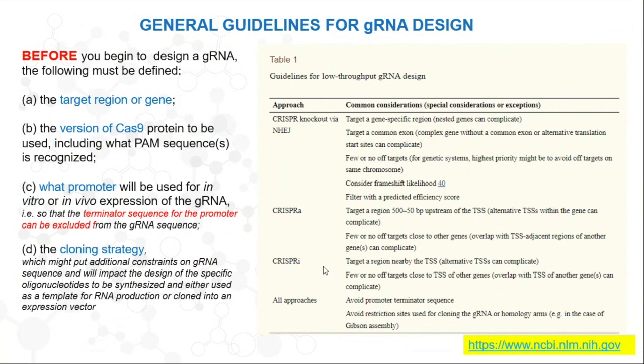Now, all these 4 points that I have just mentioned in simplified language are also mentioned in the table given here, which is adapted from this paper that I have hyperlinked here. As I told you, the version of Cas9 is based on the CRISPR-Cas approach that you are going to use. So these are some basic rules.